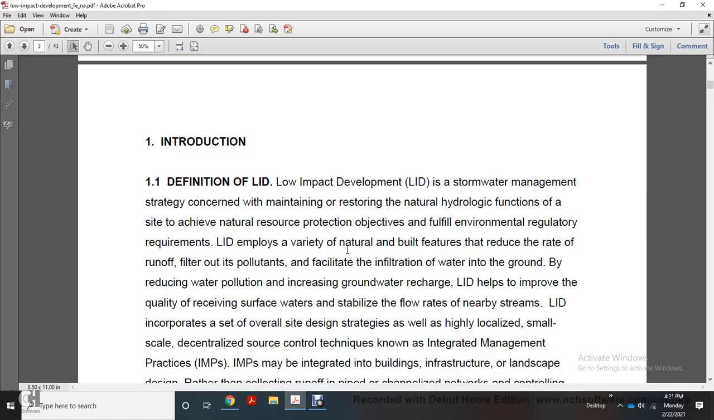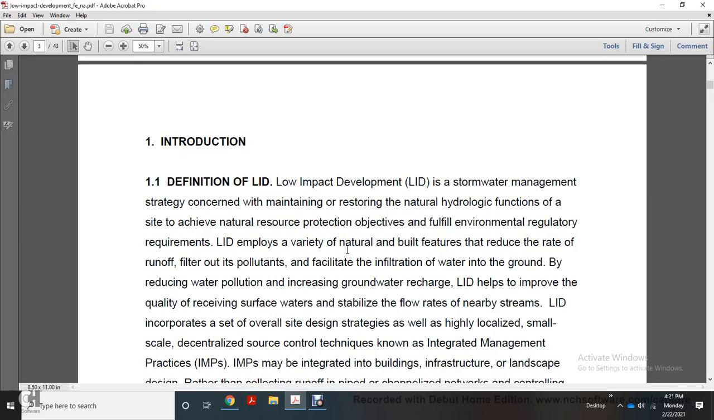Low-impact development employs a variety of natural and built features that reduce the rate of runoff, filter pollutants, and facilitate the infiltration of water into the ground, thereby reducing water pollution and increasing groundwater recharge. Low-impact development helps to improve the quality of receiving surface waters and stabilize flow rates of nearby streams.